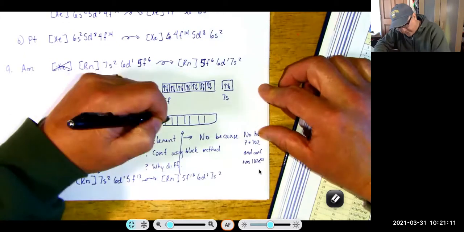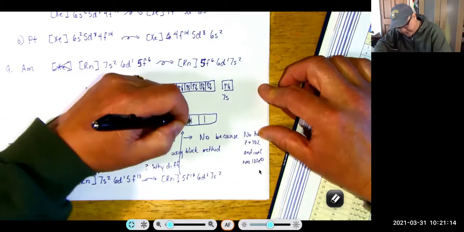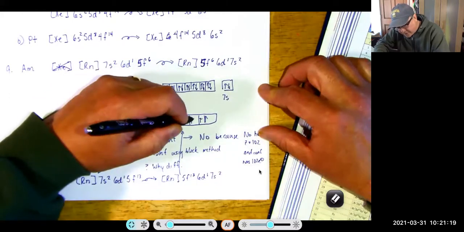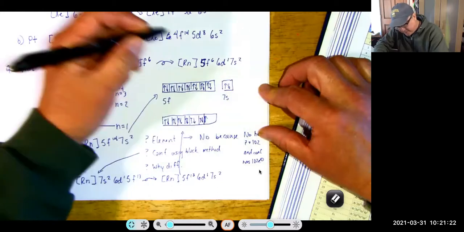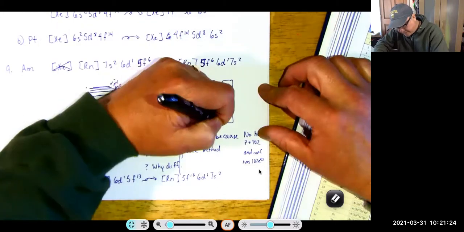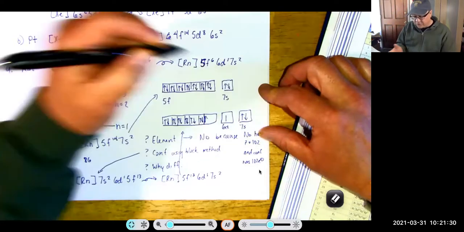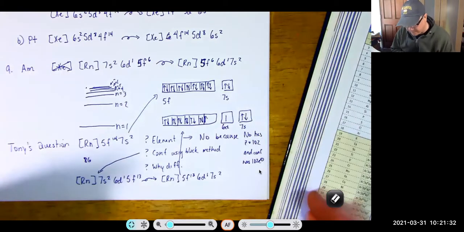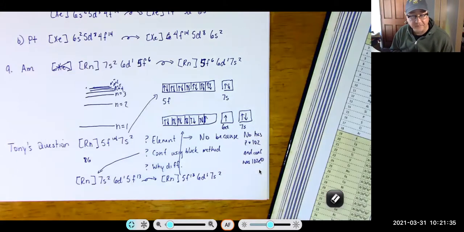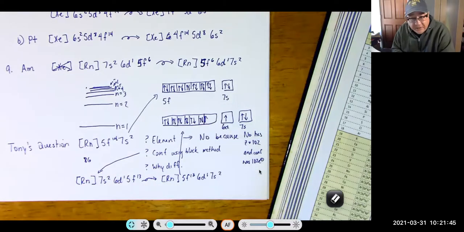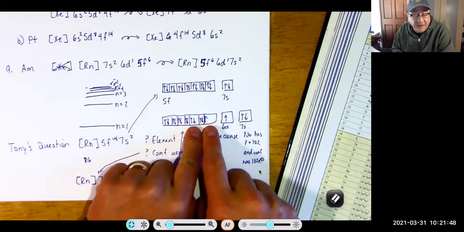One, two, three, four, five, six, seven, eight, nine, ten, eleven, twelve, thirteen. And then we're going to have a 6D1. And then we're going to have a 7S2. So which one of these looks more symmetrical, where everything looks nice and tidy? This one or this one? The top. Yeah. So here, the asymmetry results right here in this unpaired electron.